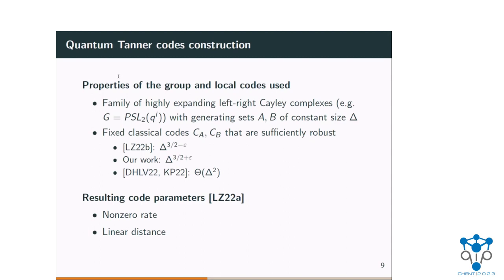But for our decoder to work, we needed a slightly higher robustness condition. So we also proved that for random classical codes, using a slightly stronger technique, you actually get delta to the 3/2 plus epsilon, and that's enough to show the decoding. But since our work, there have been two other works which have improved this parameter to the best possible, which is theta of delta squared. Okay, so that's basically the code itself.